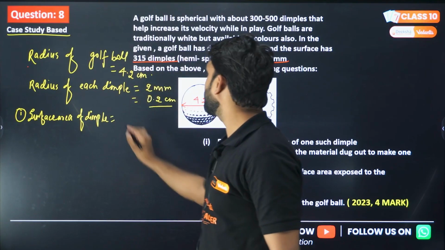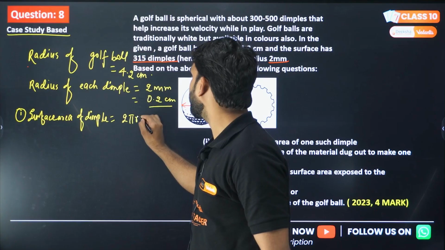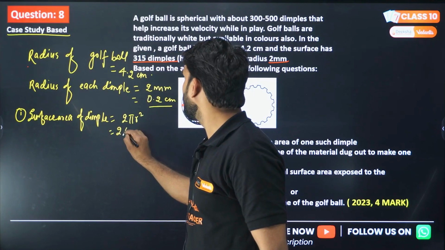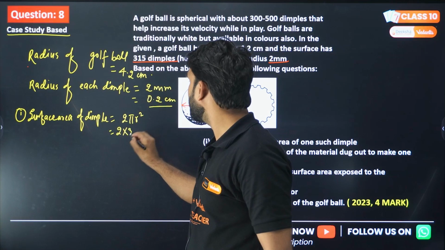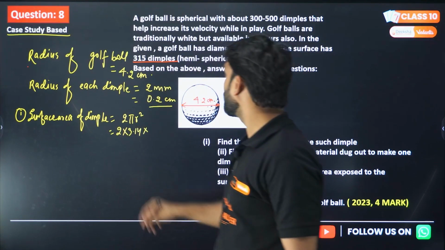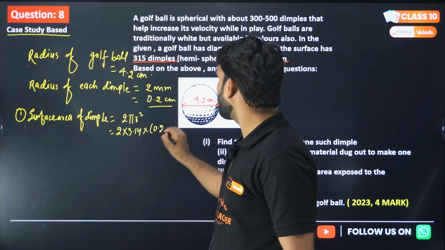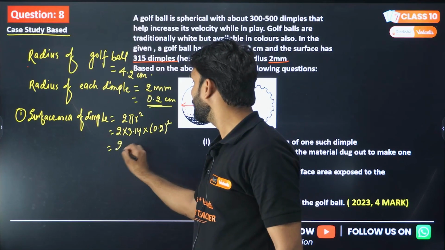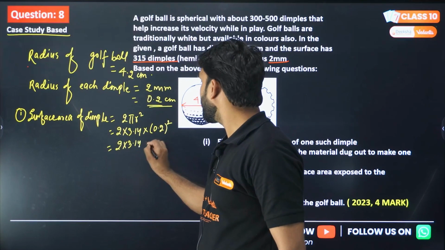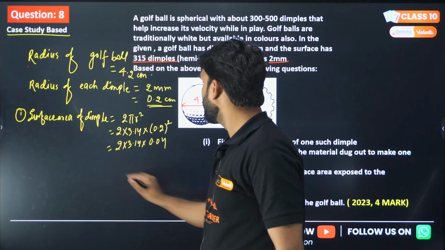Okay, so this will be 2 pi r square. So the formula will be 2, and pi is what? We know pi is 22 by 7, we can write 3.14 directly, and 0.2 square, because the radius of the dimple is 0.2, and the square of 0.2 will be 0.04. Now solve this.